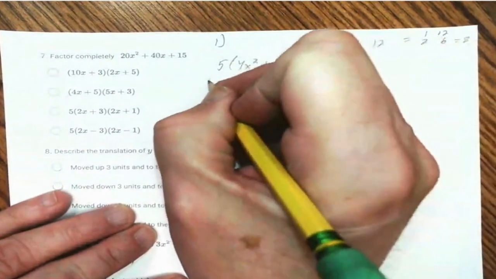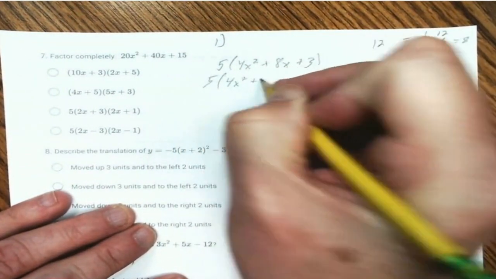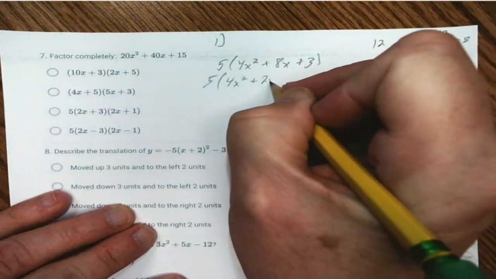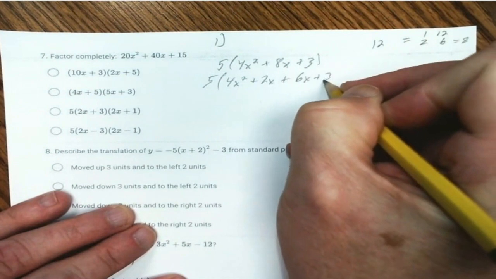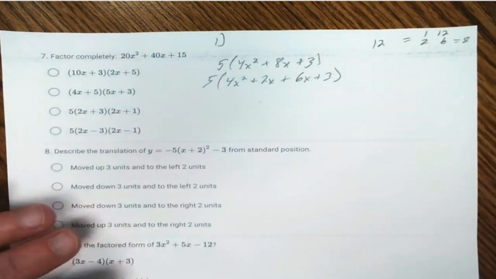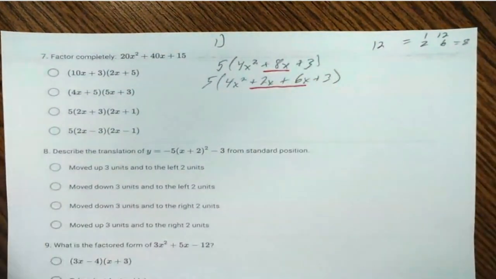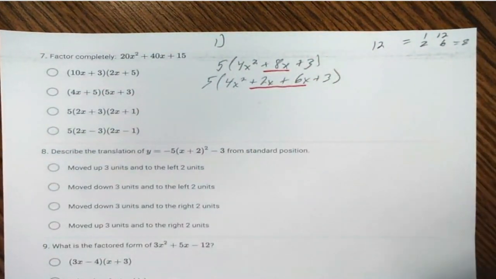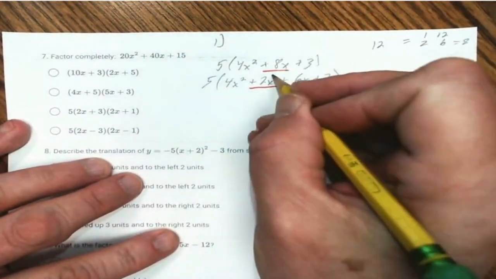So let's factor by grouping then. 4x squared plus 2x plus 6x plus 3. See, I just took 8x and I made it a plus 2x and plus 6x. I didn't change anything. I just rewrote it differently, right? Because 2 plus 6 is 8. So now I can group it.